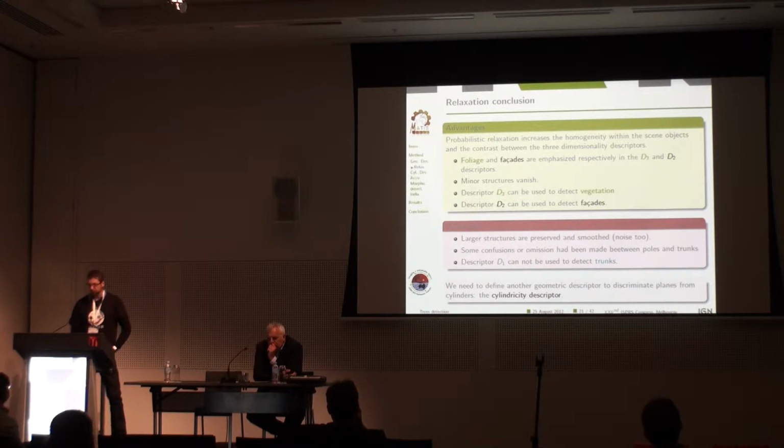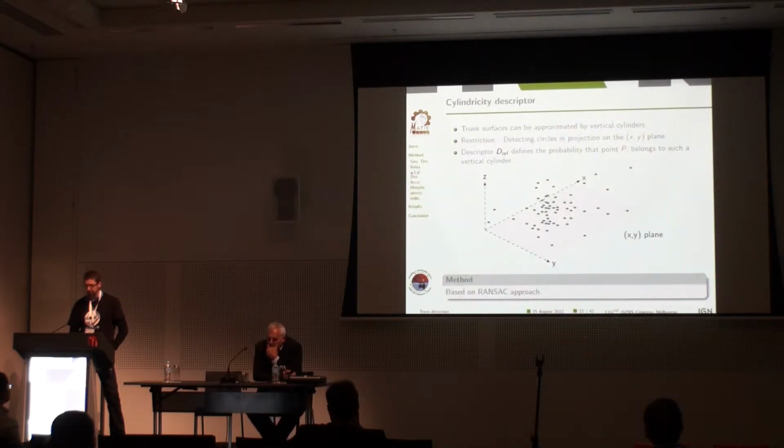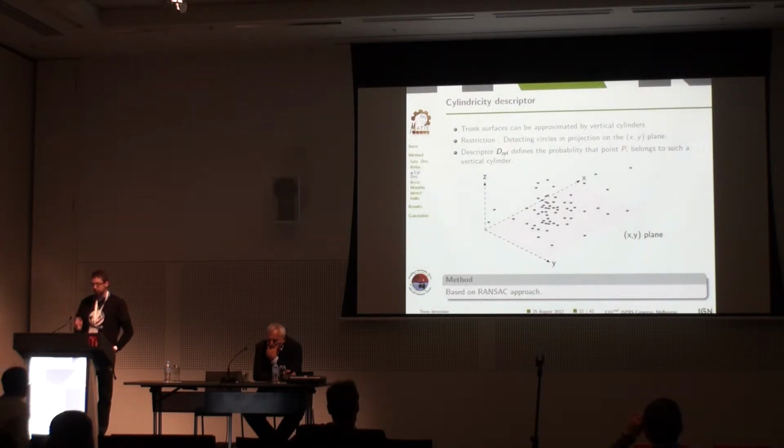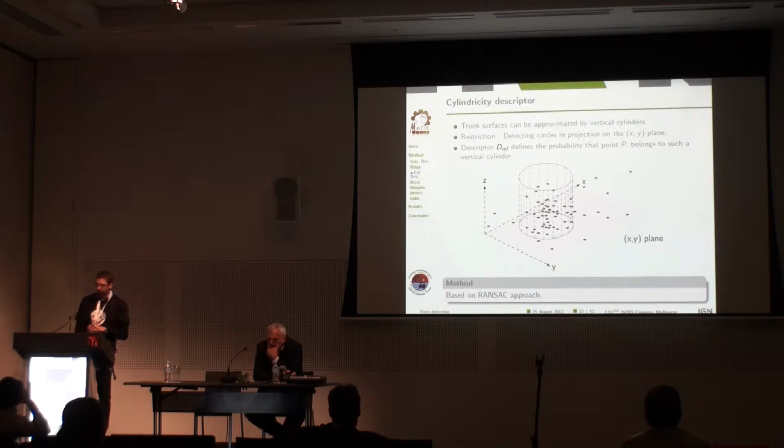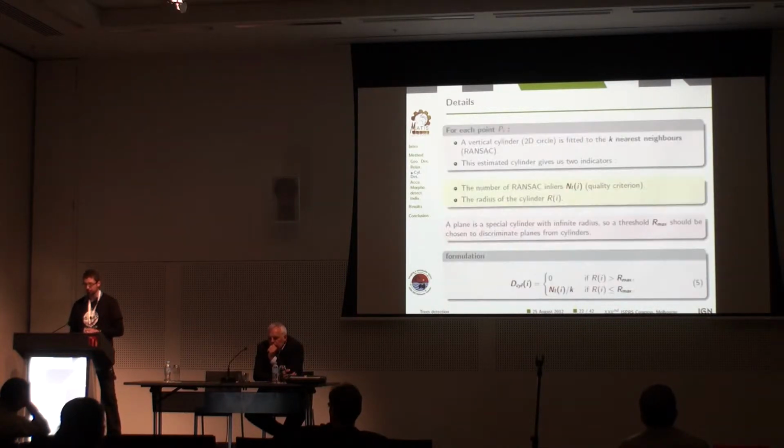So to solve these remaining issues, we need to add a new descriptor, which is a cylindricity descriptor. We're going to look if the neighborhood of the point has a shape that is close to a cylinder. So we have a new descriptor defining the probability that the point belongs to a vertical cylinder. We're mostly interested in vertical cylinders, and it's much easier to detect vertical cylinders than arbitrary cylinders, because it's going to simply be a RANSAC on circles in projection. So we're doing a RANSAC, and the number of inliers of the RANSAC is going to tell us if the cylinder is a good approximation of the neighborhood or not.